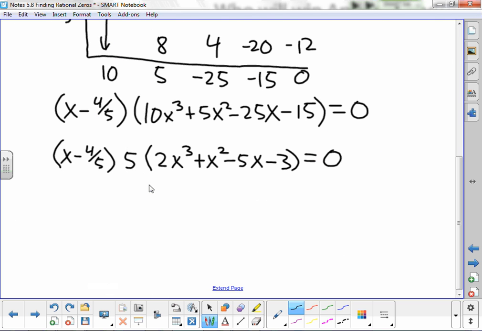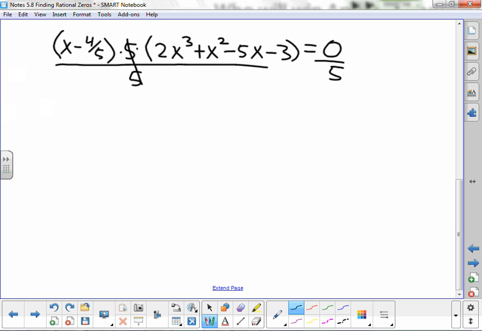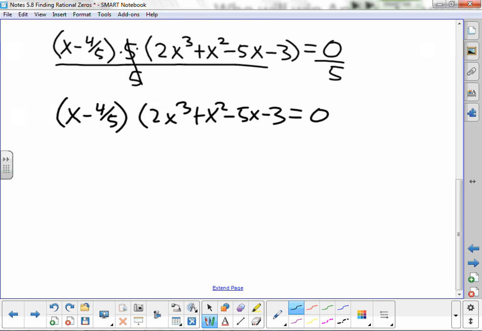So if I can pull a 5 out, I can get rid of it because it doesn't have a variable on it. It's just 5 times everything. So we're going to divide everything by 5. That's going to cancel by 5. 0 divided by 5 doesn't change anything, so we're left with x minus 4/5 times 2x cubed plus x squared minus 5x minus 3 equals 0.